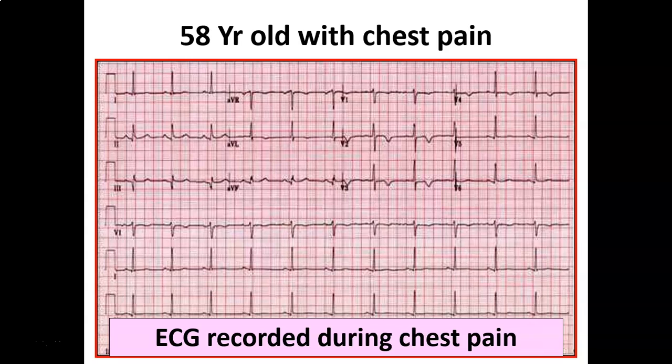Now look at this ECG. This patient comes to the emergency department with chest pain. He's a 58-year-old male. This is his ECG recorded while he was having chest pain at rest. You see these ST segment depressions and T wave inversions in V1, V2, V3, V4 mostly, and aVL also, but most striking in V2 and V3. So this looks like ischemia.